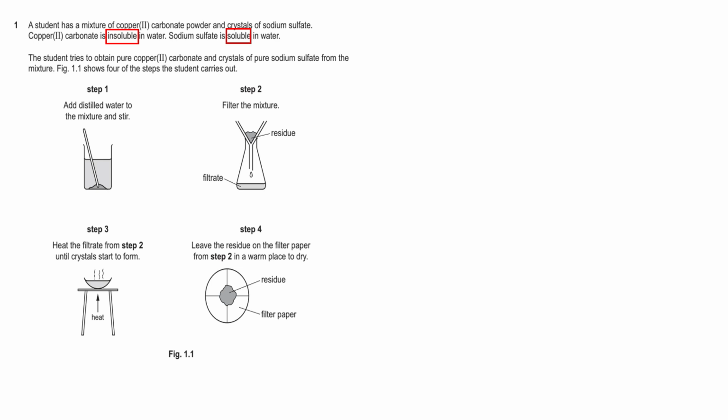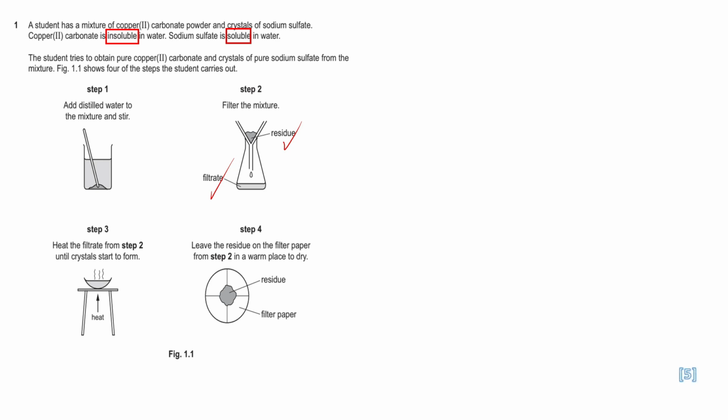Figure 1.1 shows the steps the student carries out. Step 1. Add distilled water to the mixture and stir. Step 2. Filter the mixture to separate residue from filtrate, by using filter paper and funnel. Step 3. Heat the filtrate from step 2 until crystals start to form. Step 4. Leave the residue on the filter paper from step 2 in a warm place to dry.